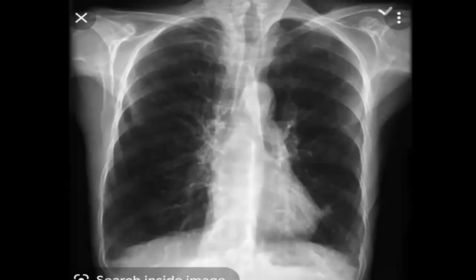And so this is an X-ray of a patient who had COPD, where you see flattening of both hemidiaphragms, with increase in the intercostal space and flattening of the ribs, and then the peribronchial and vascular markings.